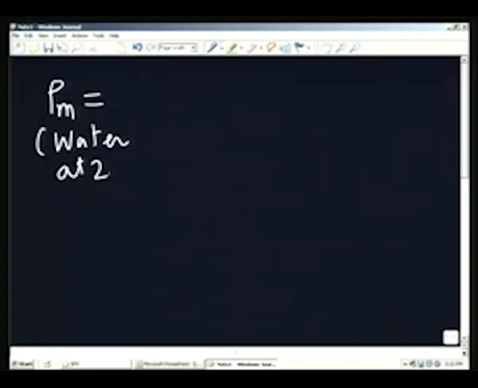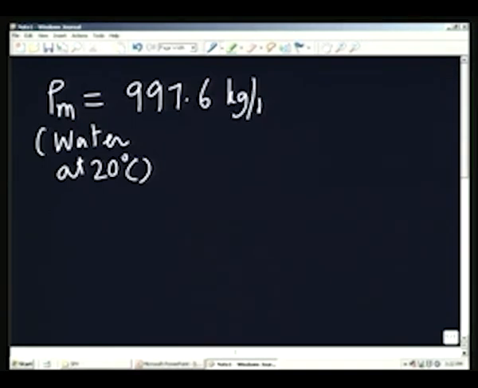calculation. So, we are given some of the things, the density of the manometer liquid, this is water at 20 degrees. So, we have to go to a handbook which gives the density of water, and I have taken the value as 997.6 kg per cubic meter. The air whose pressure is being measured, the density has to be calculated.